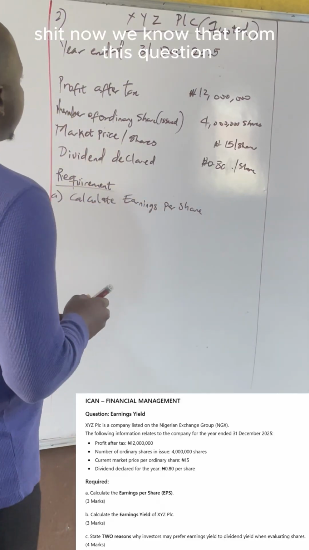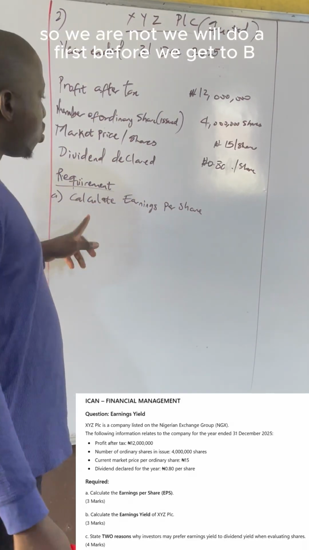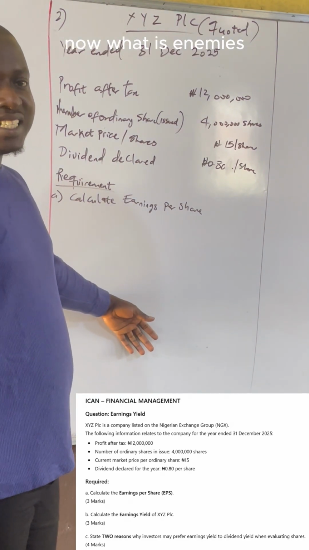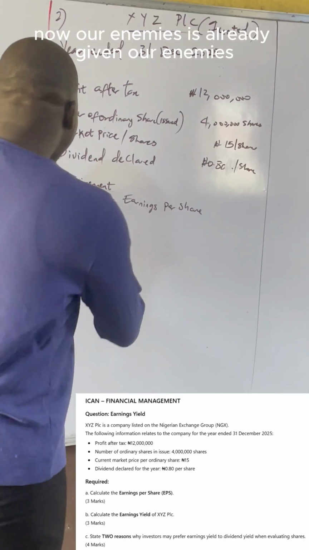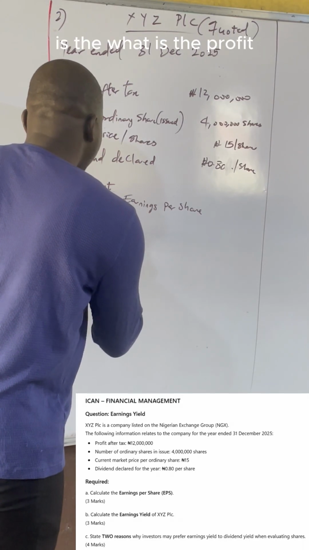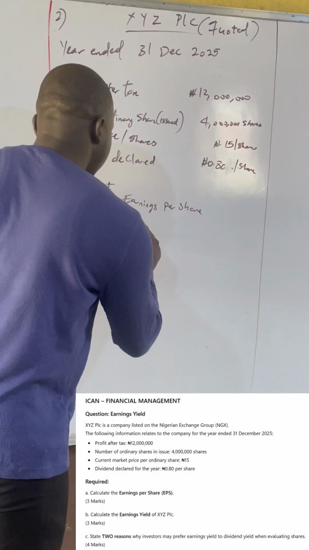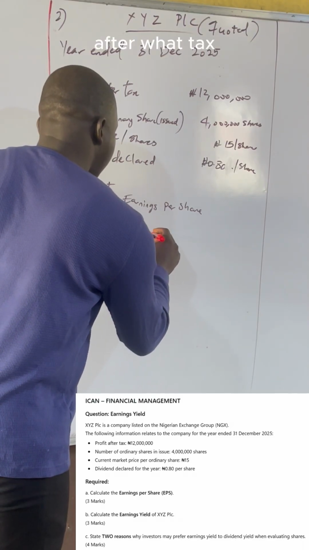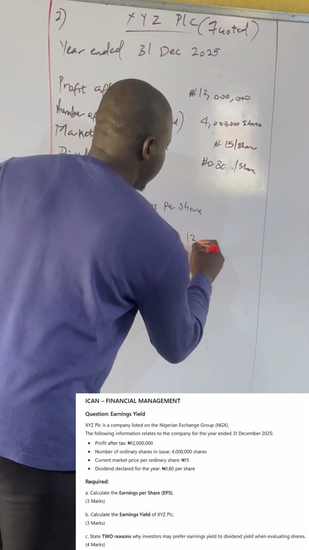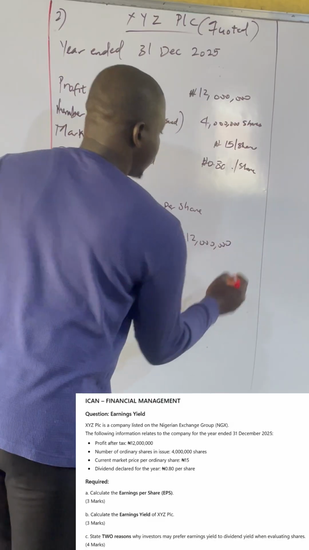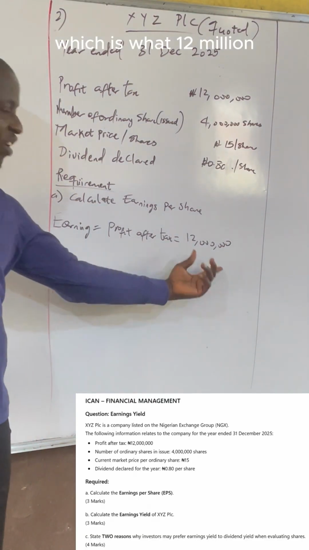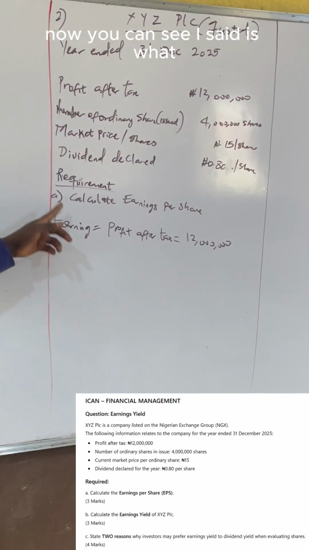Now, we will do A first before we get to B. What is earnings? Our earnings is already given. Our earnings is the profit after tax, which is 12 million.